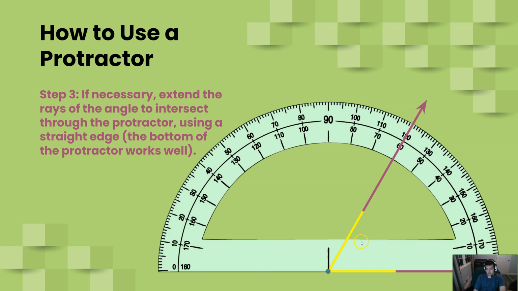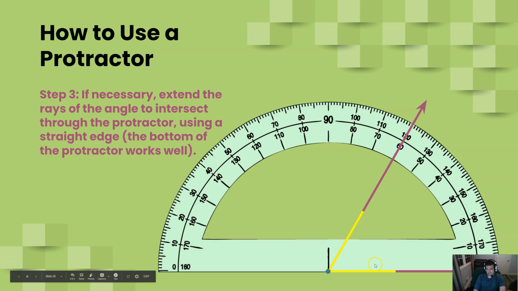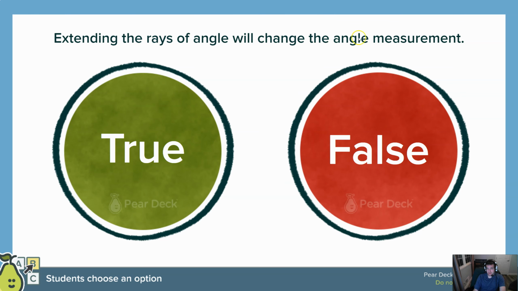So what you can do is extend the rays. For example, on this one, we would identify that this is an acute angle, right? And because we extended the rays, we're not changing the angle measurement. Extending the rays of an angle won't change the angle's measurement.